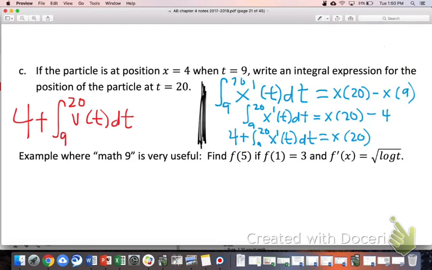Okay, I want to do one more. We're going to do 2 more examples here. I thought we'd do this one here. Math 9 continues to be useful, and this is more net change theorem stuff. So I thought we could look at this one real quick before we do our final example.